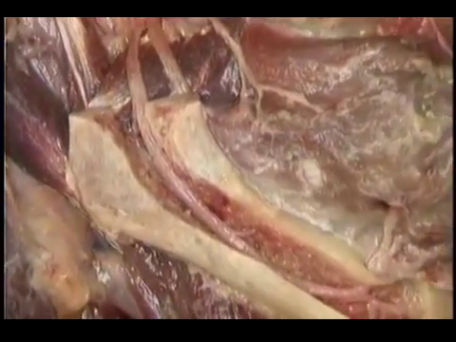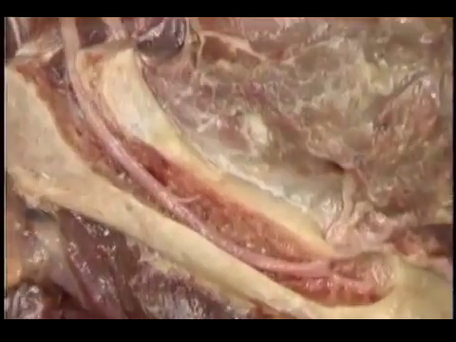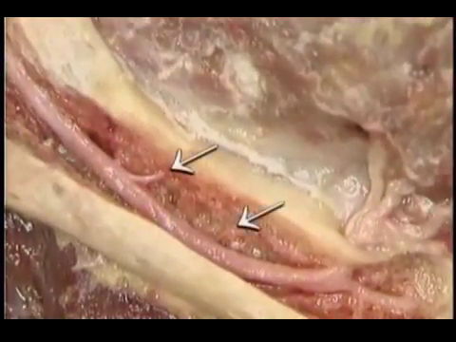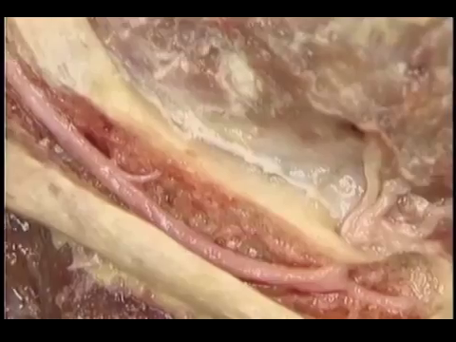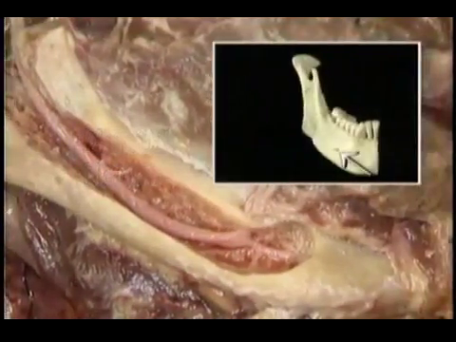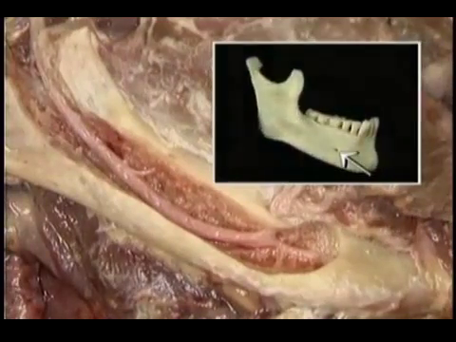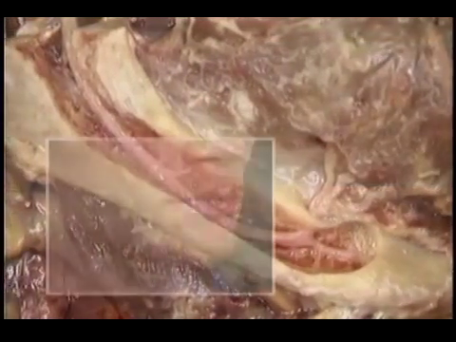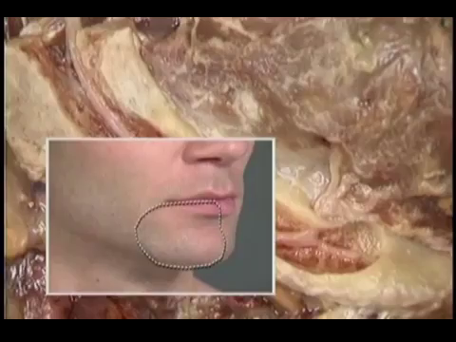Passing along the mandibular canal, the inferior alveolar nerve gives off branches that supply the lower teeth and gums. A large branch, the mental nerve, emerges through the mental foramen, which is here. The mental nerve supplies the chin and the lower lip.